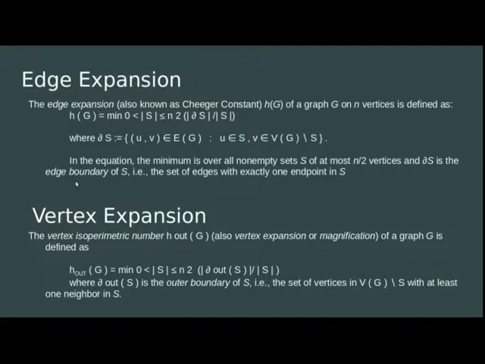Now we'll see a different notion, vertex expansion, which is almost similar to the first one. The vertex expansion h_out of G of a graph is defined as ∂out(S) by S, where ∂out is the outer boundary of S, which is the set of vertices which are not included in S with at least one neighbor in S.